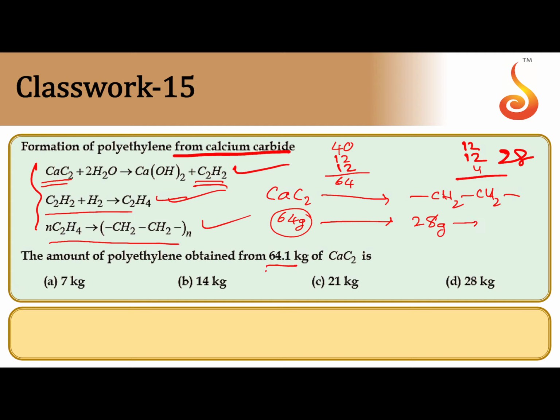So they are asking 64 kilograms. 64 kilograms can produce 28 kilograms of polythene. So the answer is 28. So children, try to solve as many problems as possible.